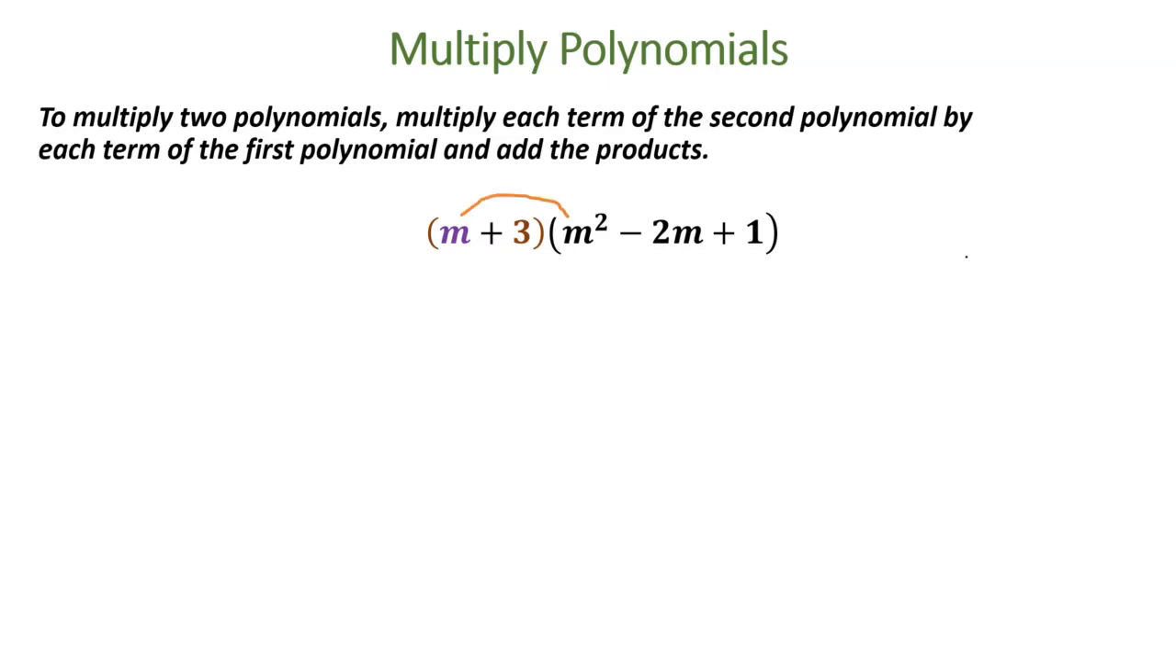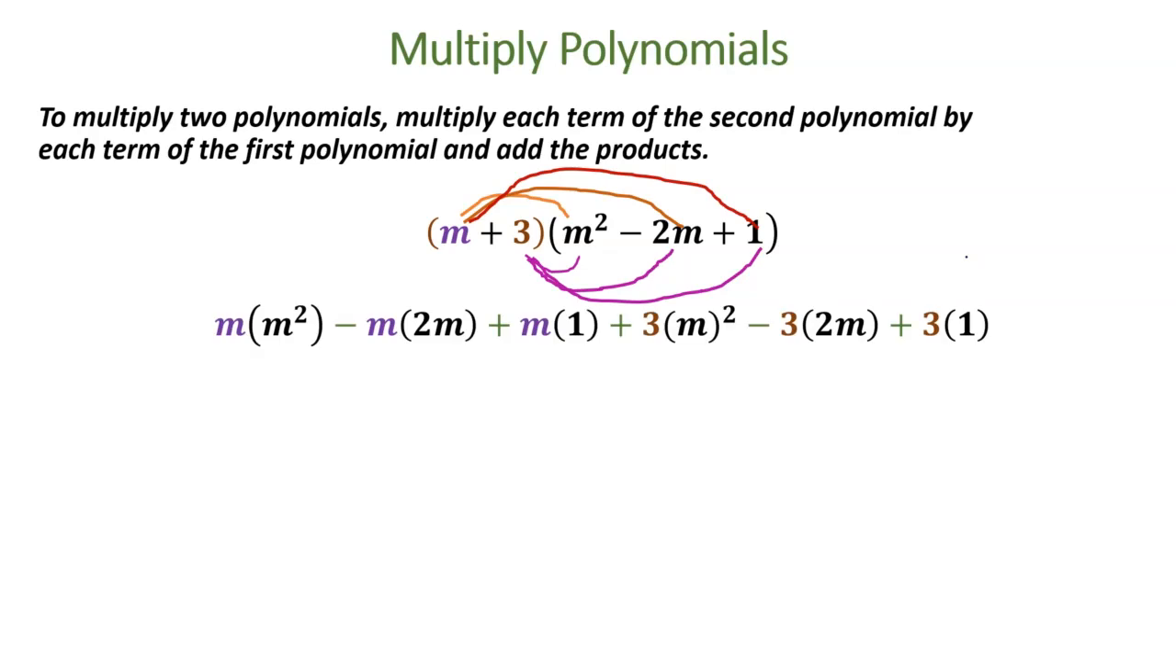I'm going to multiply first m by m squared, m by negative 2m, m by 1. So I took the first term m and I'm multiplying 3 times. I will repeat this again with my second term, positive 3. I will multiply 3 by m squared next, 3 by negative 2m next, and 3 by 1 next. So the total number of times that I will multiply will be 6. Let's first write it down. This is what I just did. The way I showed you that I'm multiplying 6 times, so I wrote it down 6 times.